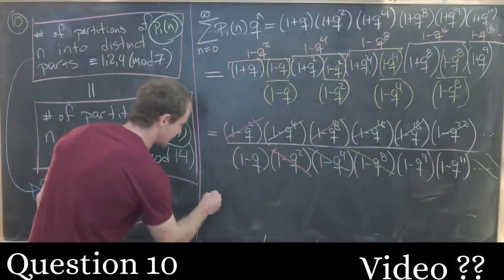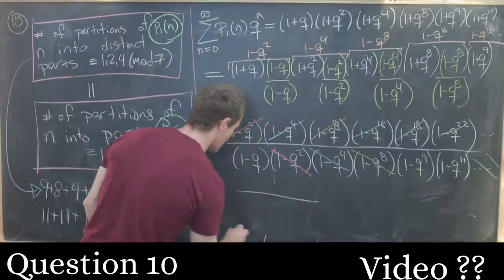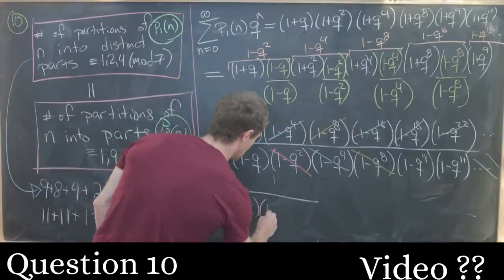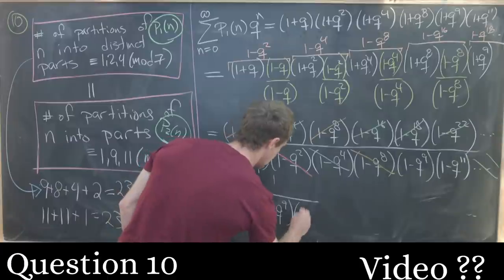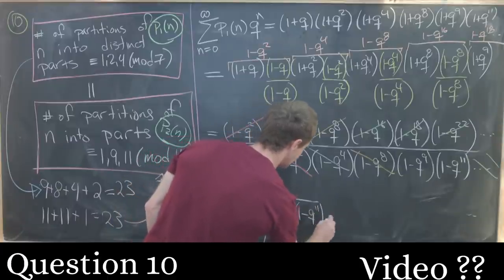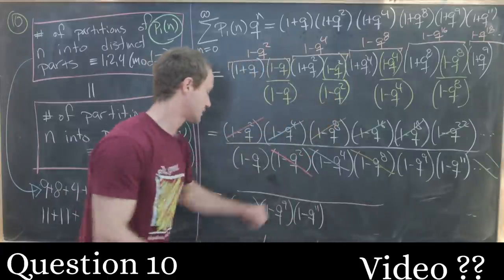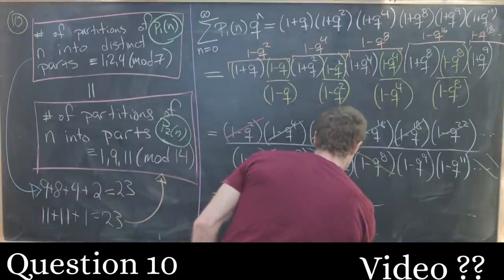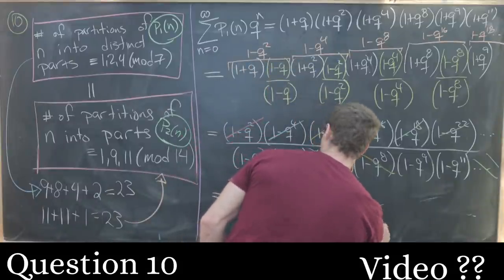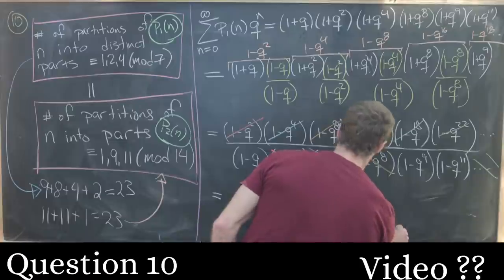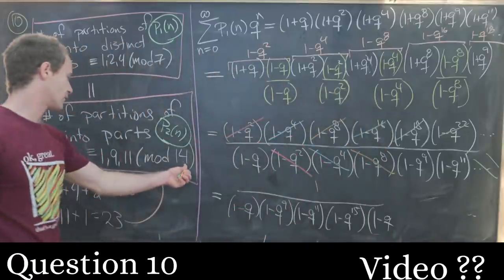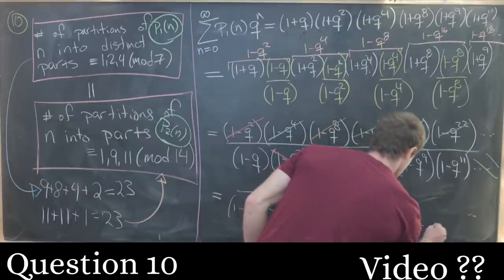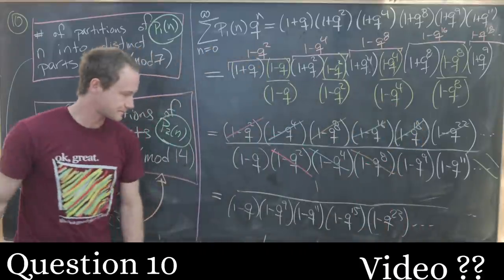So let's see what we're left with. We're left with 1 over 1 minus q times 1 minus q to the 9 times 1 minus q to the 11. And then what will the next one be? Well, it'll be 1 minus q to the 15, and then 1 minus q to the 14 plus 9 is 23, and then so on and so forth.